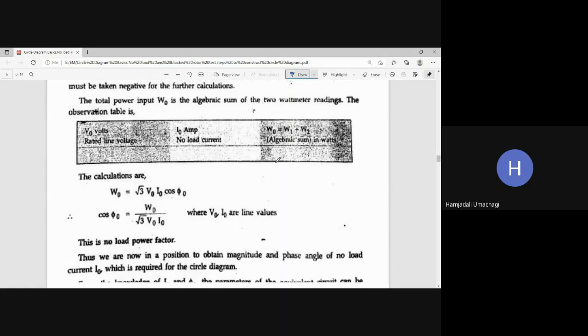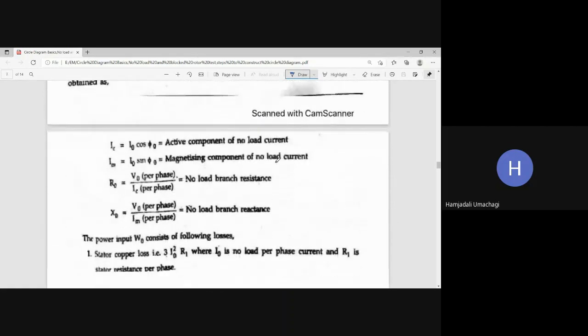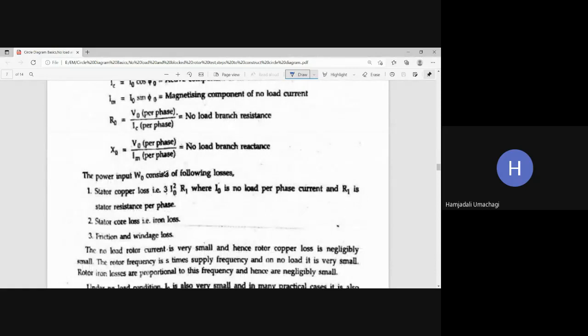It is the algebraic sum of two wattmeters, that is W1 plus W2. Now let us see this W naught. It is the information related to which all parameters. Now the power input W naught consists of the following losses. The first one is stator copper loss, that is 3 I naught square R1, where I naught is no load per phase current and R1 is stator resistance per phase.